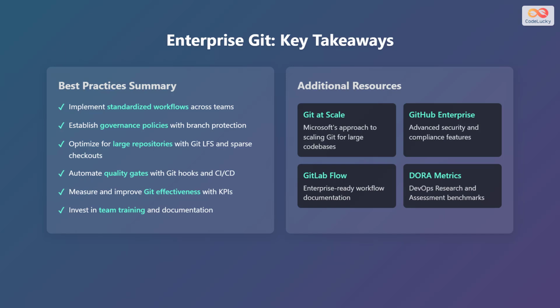In summary, key practices for enterprise Git involve implementing standardized workflows across teams, establishing governance policies with branch protection, optimizing for large repositories with Git large file storage and sparse checkouts, automating quality gates with Git hooks and continuous integration and continuous delivery, measuring and improving Git effectiveness with key performance indicators, and investing in team training and documentation. Additional resources for further learning include materials on Git at Scale from Microsoft, GitHub Enterprise, GitLab Flow, and DORA metrics for DevOps research and assessment.